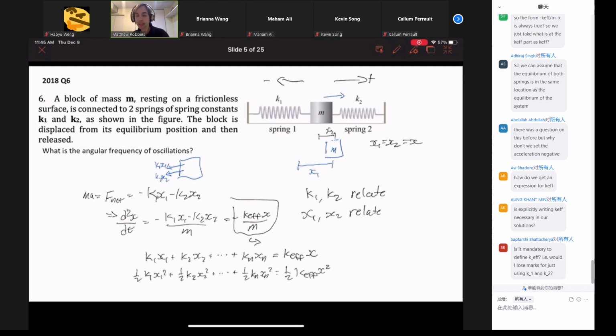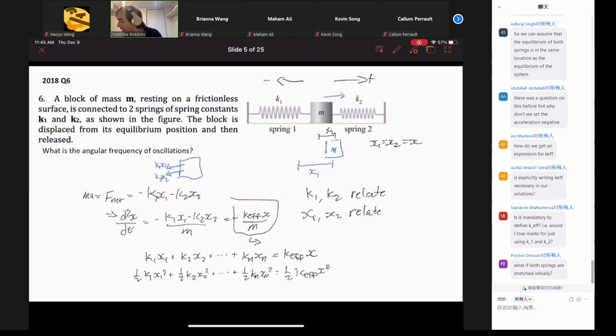Is explicitly writing k effective necessary in your solutions? No. What I mean by this is you can do the entire solution and maybe you get that your angular frequency looks like the square root of k1 plus k2 over 2 minus k1 over 3, divided by m. Well, you can always identify that as k effective, but you don't have to explicitly write it in your final answer for omega. You would either say omega is equal to the entire thing with all your k's present, or you could say omega is the square root of k effective divided by m, where k effective is equal to whatever.